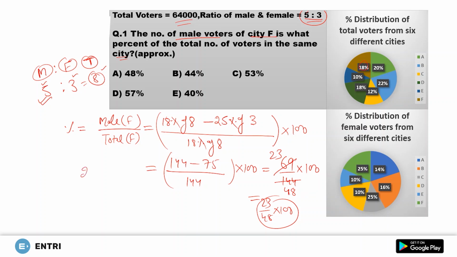And what is 23 by 48 into 100? Now see here, if you had 24 by 48 into 100, you will get 50%. But here you have 23, which is slightly less than 24. It means your answer will be less than 50%. So just see the options. Less than 50 is 48. 48% is the right answer, and you need to calculate the approximate value actually. So 48 is the right answer. I hope this concept is clear. Okay, now move to the next question.